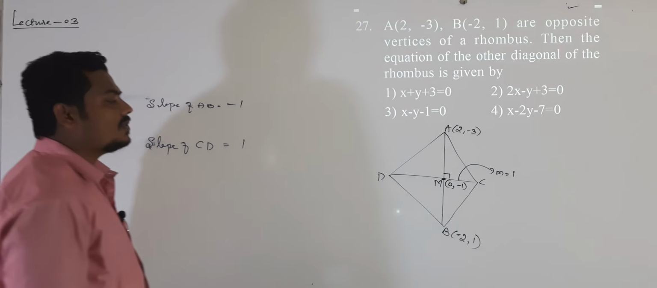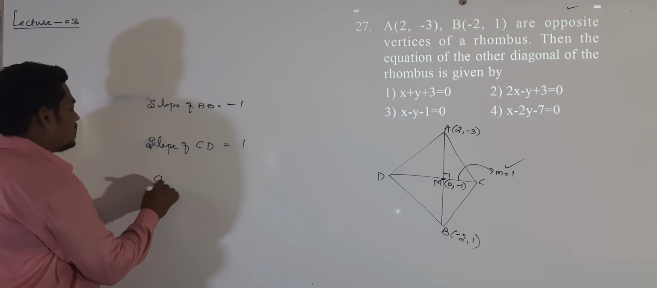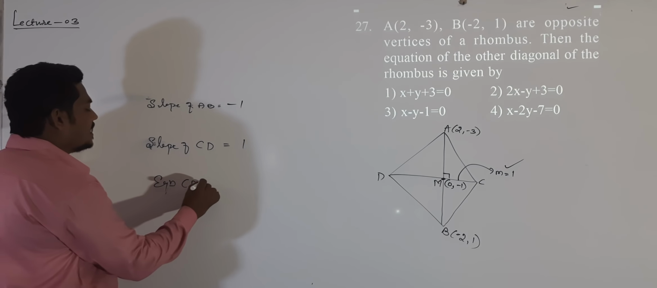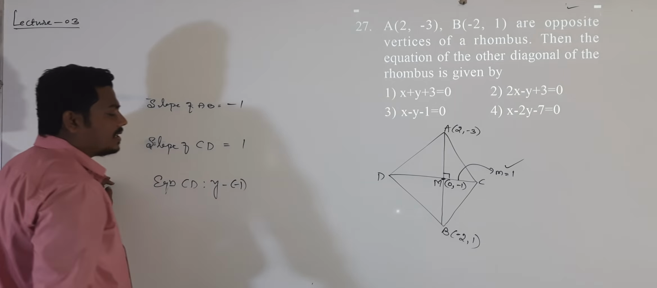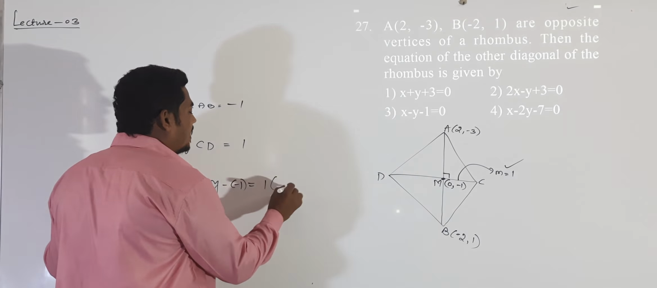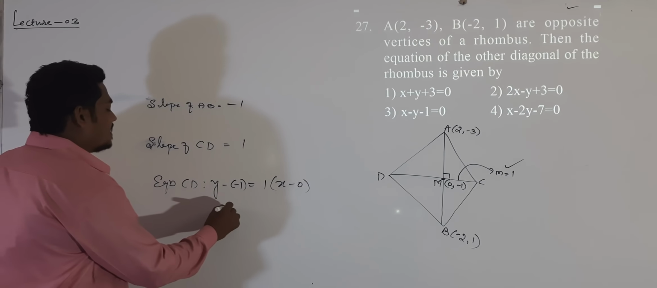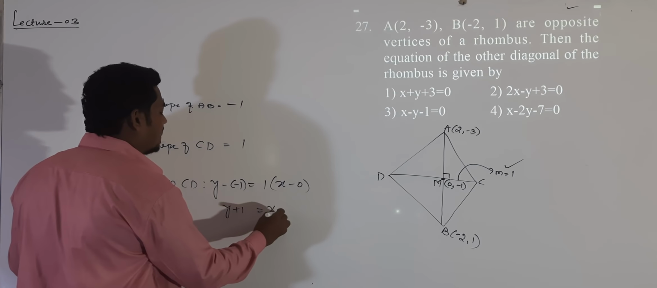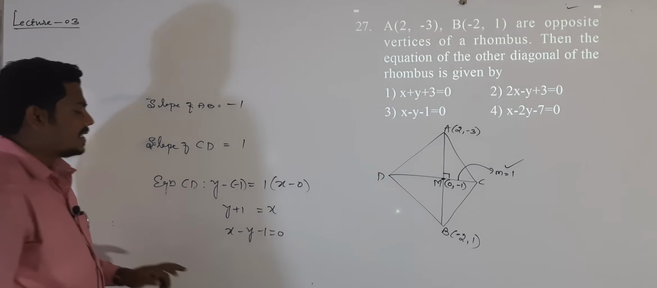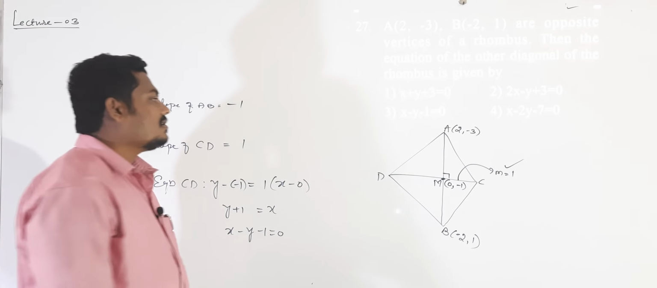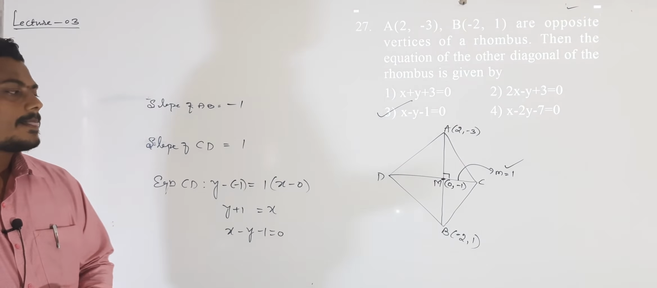Now use the slope-point formula. This is slope and point. y minus y1 equal to m into x minus x1 is the equation of CD. What is the y1 value? Minus 1. What is the m value? 1. x minus x1, that is x minus 0. Usual simplification: y plus 1 is equal to x, or x minus y minus 1 equal to 0. x minus y minus 1 equal to 0 is the equation of the other diagonal, which is the third option, right?